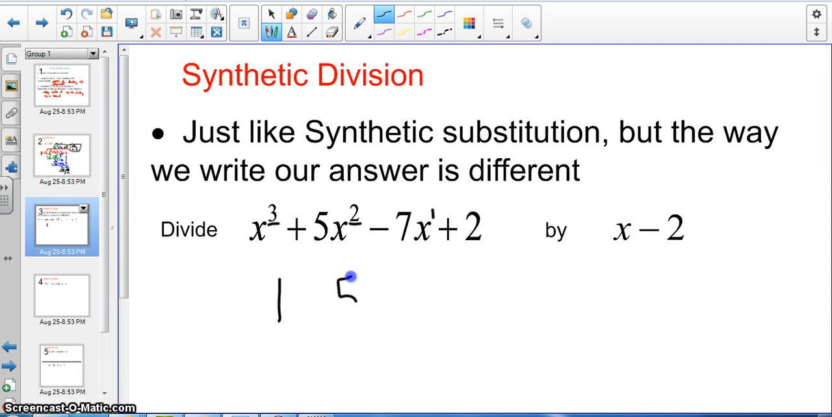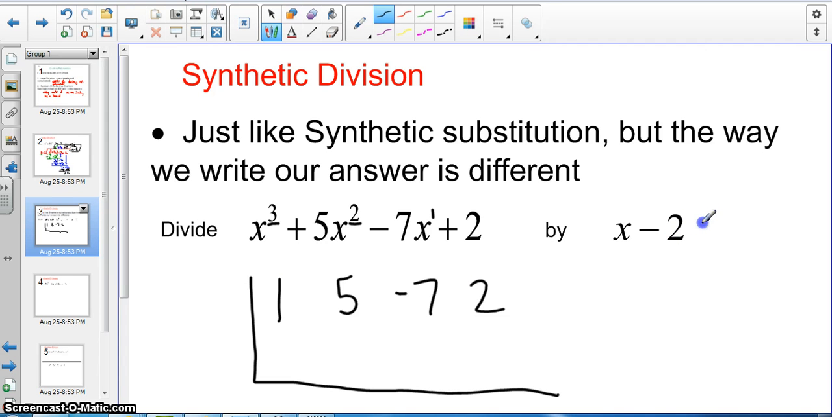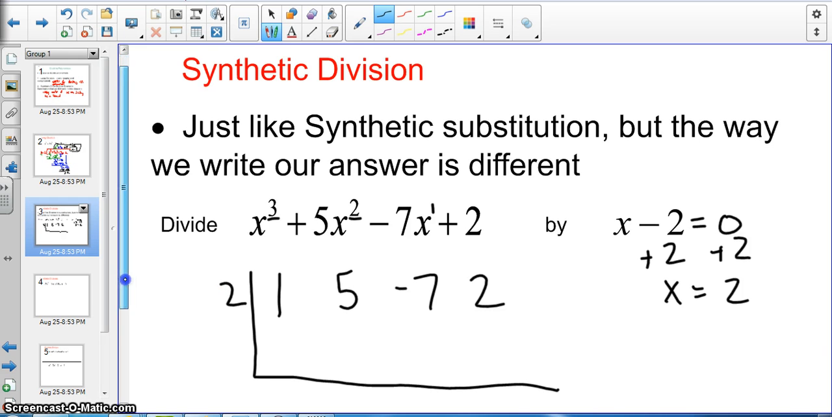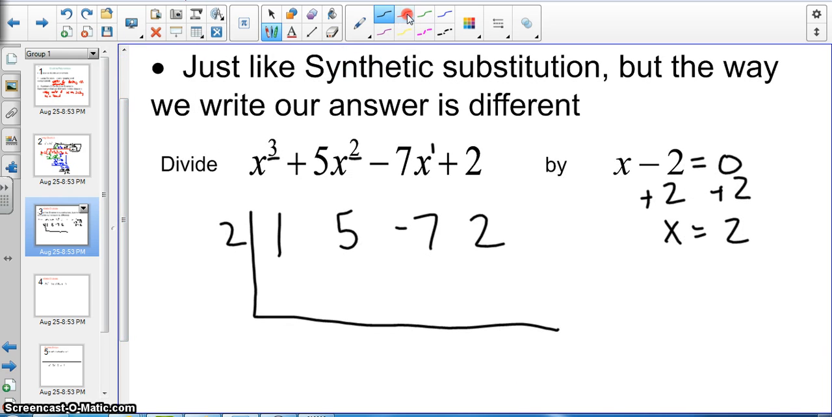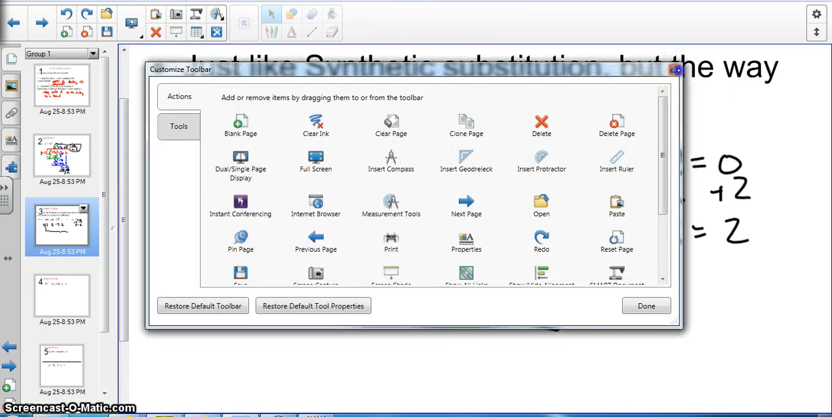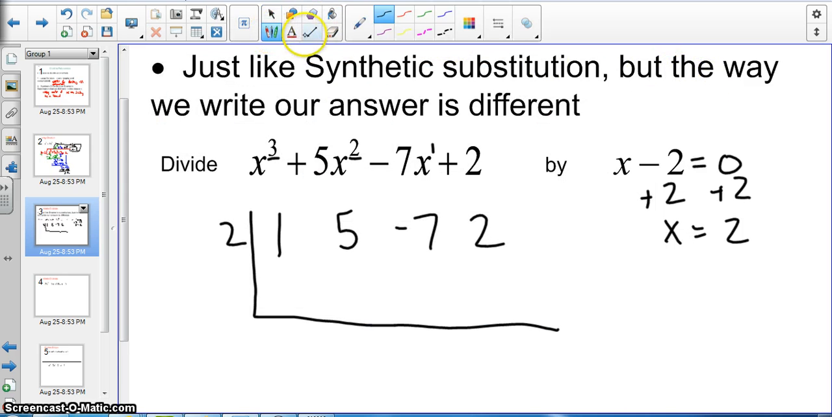So I'm just going to take my coefficients, 1, 5, -7, and 2. And now I'm dividing it by x minus 2, but we want to know when we're evaluating it. So we have to set it equal to 0 and solve it. So I'm going to evaluate this when x equals 2. So now you bring down your first term. So I bring down the 1, multiply it by the number outside, 2. I get 2. Combine these, 5 plus 2 is 7.